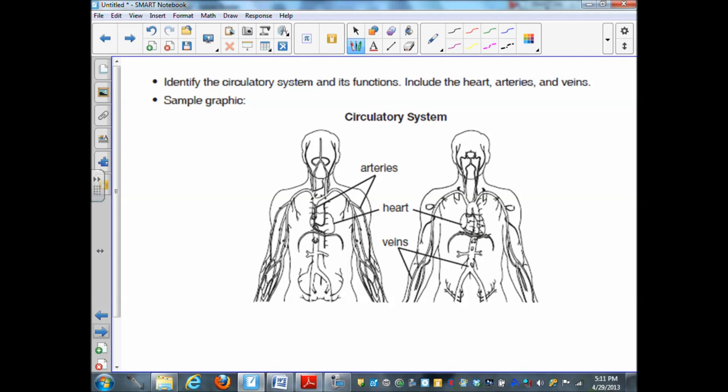Main parts of this, obviously, the heart's going to be your main organ. And then you have your arteries, which carry the blood to your cells with the oxygen, and your veins is how the blood gets back to your heart with the carbon dioxide. So it goes out of your heart with the arteries, with the oxygen-filled blood, and it returns to your heart through your veins with the carbon dioxide-filled blood. These are the main components of the circulatory system that you need to be aware of. There are some smaller components. The capillaries would be the next step down from the veins. Capillaries are teeny tiny.